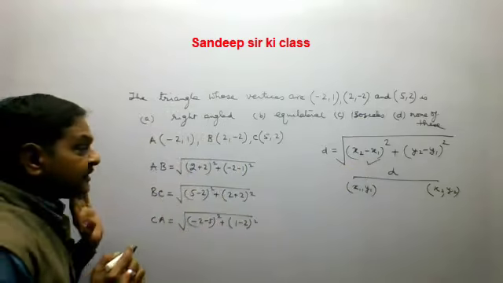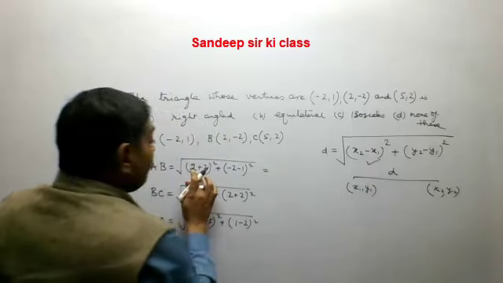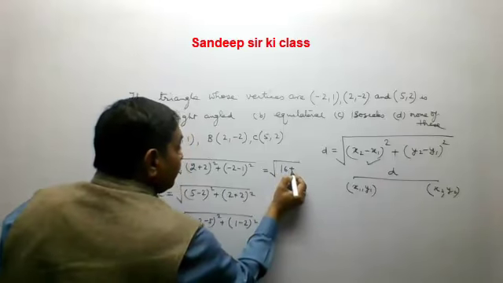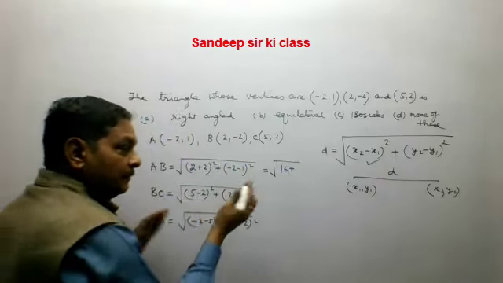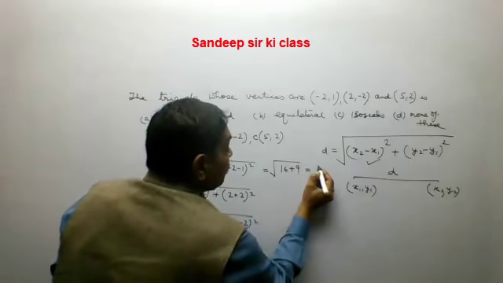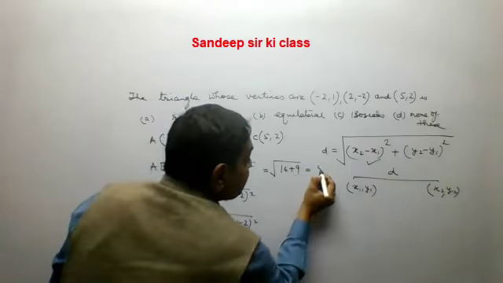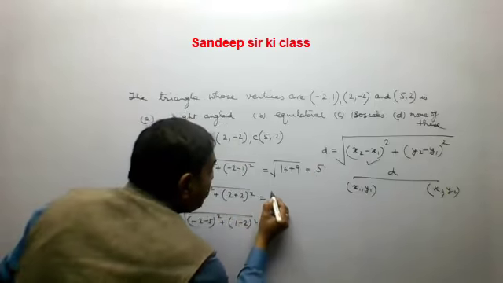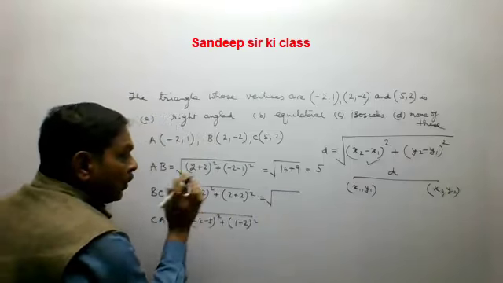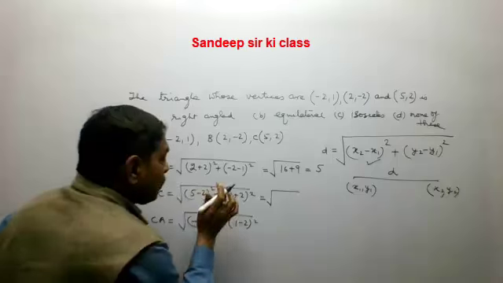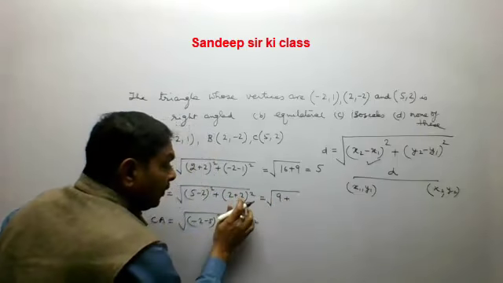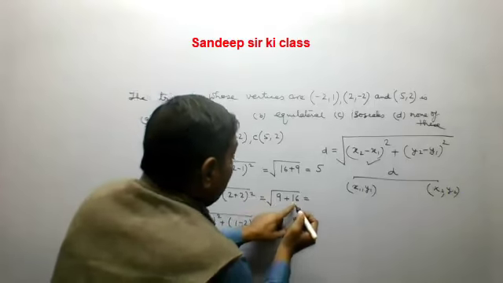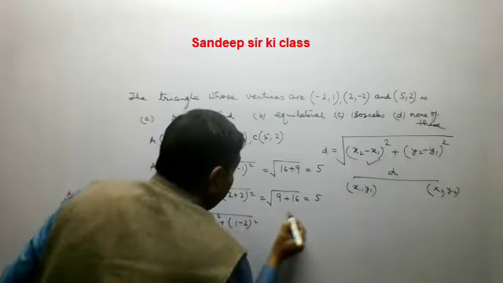Now calculate each length. This is equal to 4 square. Under root 4 square means 16 plus (-3) whole square means 9. So this will be equal to under root 25, which is equal to 5. I have written directly. Calculate this: under root 3 square, 5 minus 2 is 3. 3 square is 9 plus 2 plus 2 is 4 square, which is 16. So this is equal to under root 25, which is equal to 5.